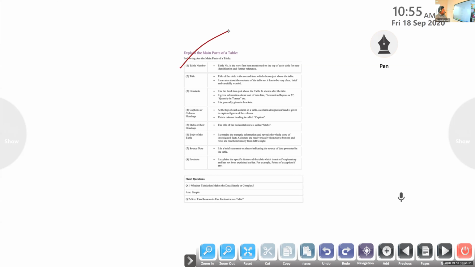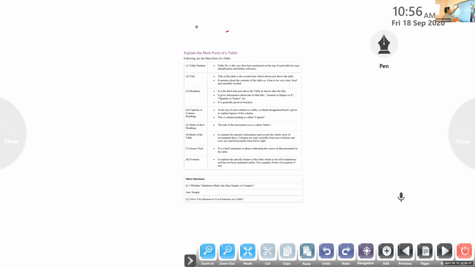Table number is a compulsory one. Next one, title, the heading for the table. Head note: you can see here, it's the third item just above the table, shown after the title. It will give the information about the unit of data, like amount, quantity, like that. Okay, so that's going to be the head note.